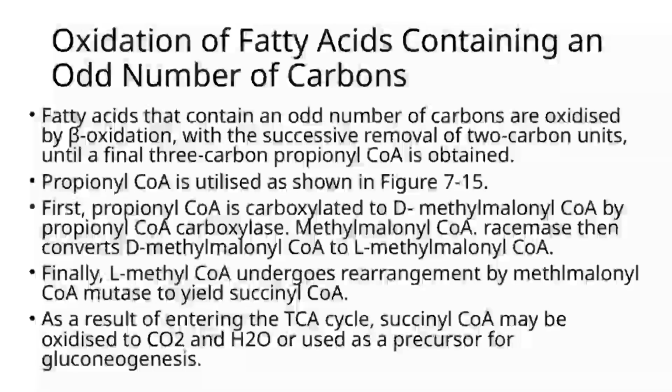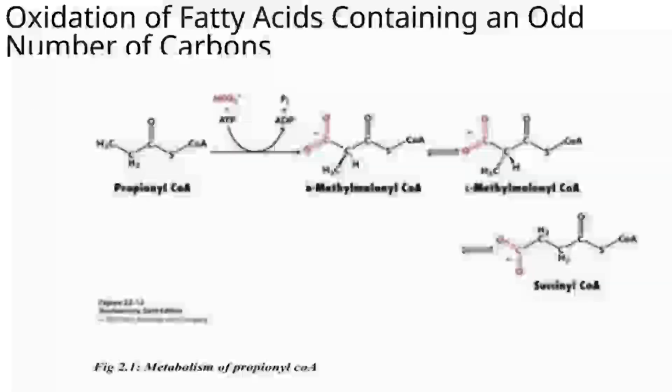Let's take a closer look at the oxidation of fatty acids that have an odd number of carbons. Unlike the more common even-numbered fatty acids, these require a slightly different approach during their breakdown. As you may recall, beta-oxidation typically cleaves 2 carbon units in the form of acetyl-CoA, but when dealing with odd-chain fatty acids, the process leaves us with a 3-carbon fragment called propionyl-CoA. This is a key distinction.